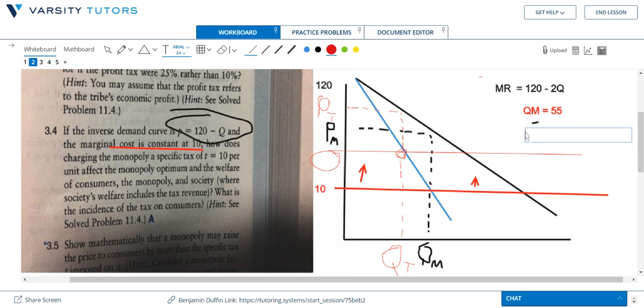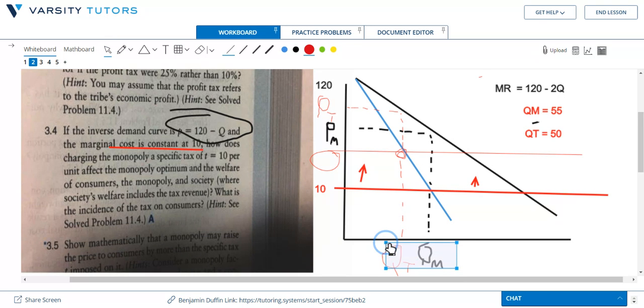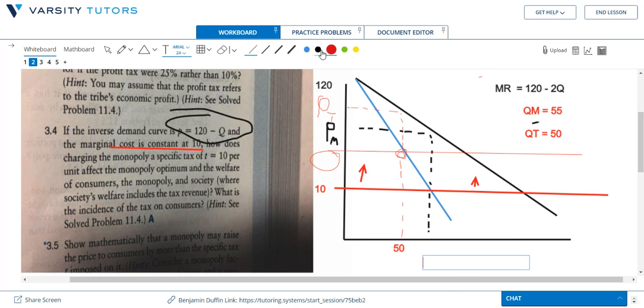Now the quantity with the tax is the other important thing. We can find it from 20 being equal to 120 minus 2Q. So I believe that it's just 50. So the quantity fell by just 5. If you're wondering where I got those numbers from, that was how I acquired them. So I'm going to put them in right now. So the monopoly, after incurring the tax, shifted it back.